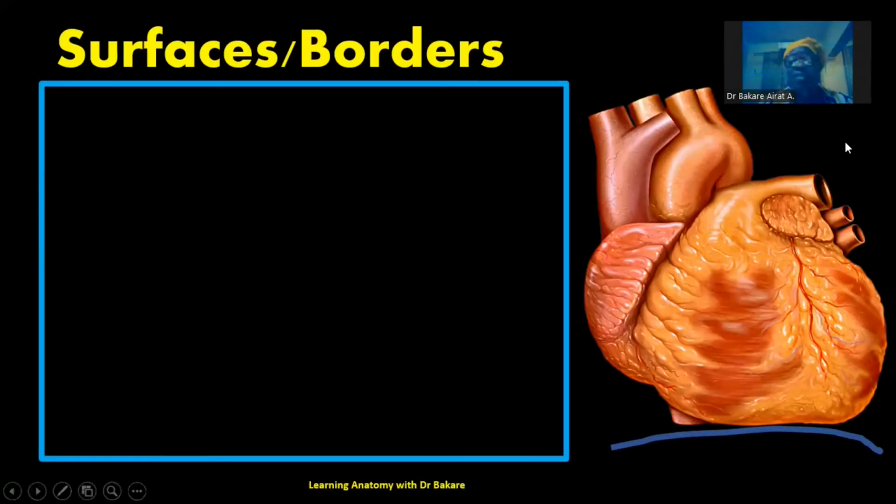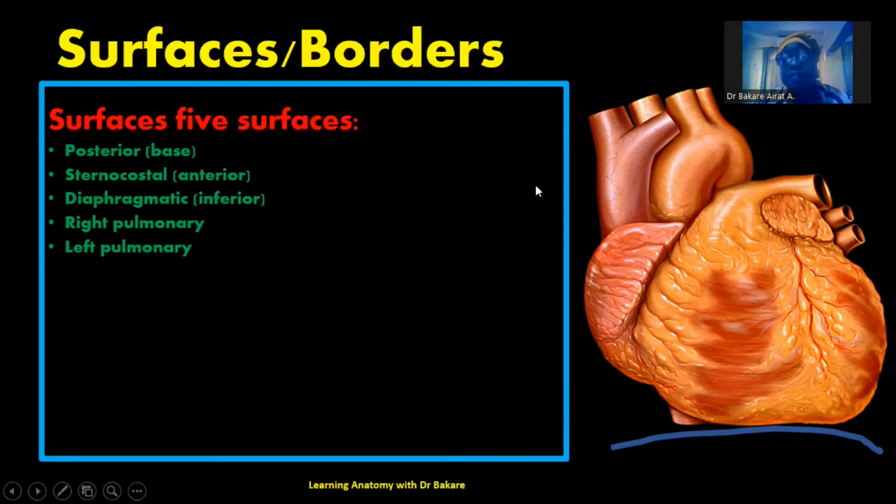So let's look at the surfaces and the borders of the heart. The heart has 5 surfaces. So we have the posterior surface that's also referred to as the base. So you see it at the posterior part. We have the anterior surface, which is the sternocostal surface. This surface is where the heart is related with the anterior thoracic wall. We have the diaphragmatic surface, which is at the inferior part. And this surface is where the heart is related with the diaphragm.